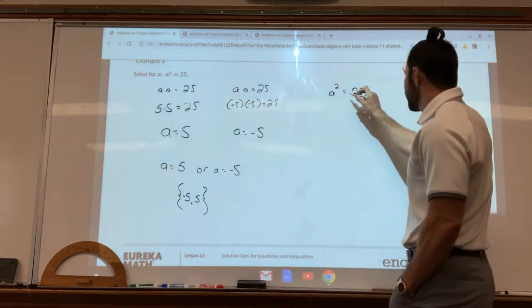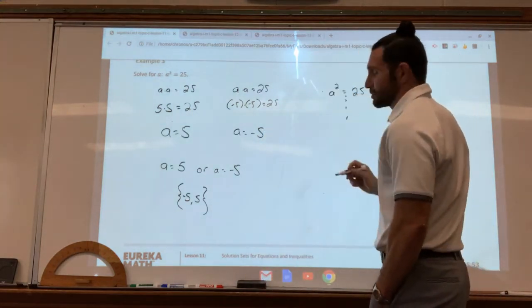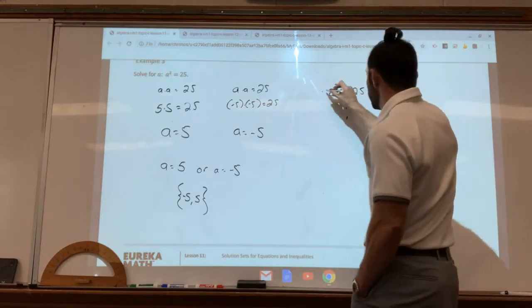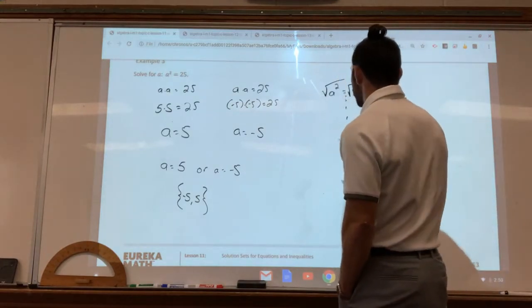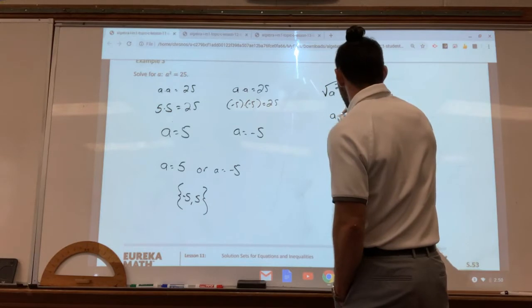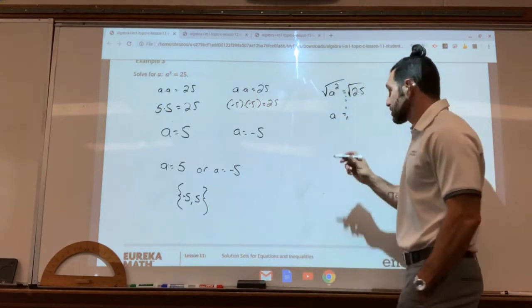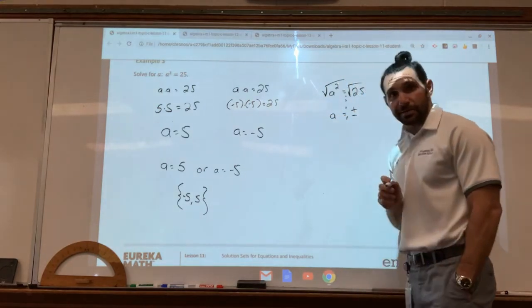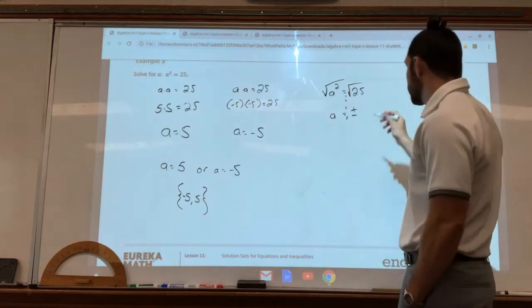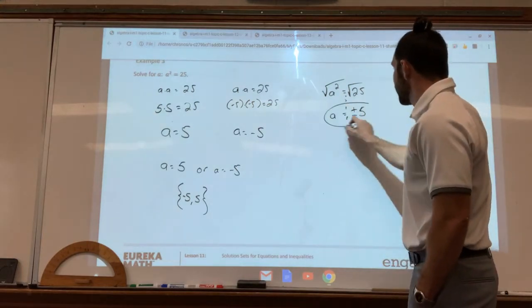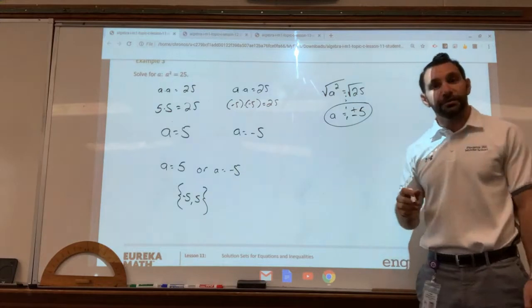To solve a squared problem, you take the square root of both sides. The square root of a squared is a, but anytime that you take the square root of both sides, it immediately becomes a plus or a minus, because there's two options when we have square roots, which we'll find out more. That's how I'm getting a equals positive or negative 5.